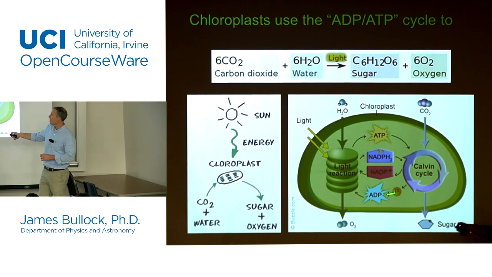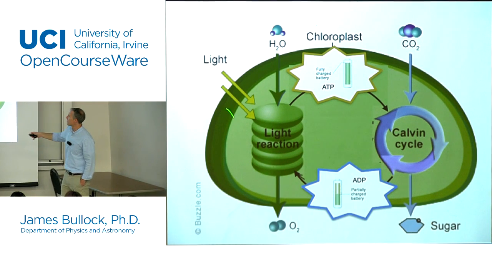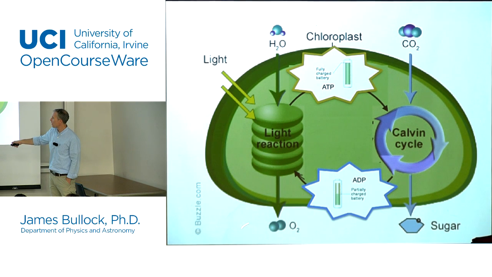There's sort of two important steps that go between. But one way to think about it is light comes in, splits the water, creates this oxygen, and that charges up the ATP battery. The ATP battery unloads through something called the Calvin cycle, combines with carbon dioxide in the atmosphere, and produces the sugar, and then you have an uncharged battery, and you do this loop.